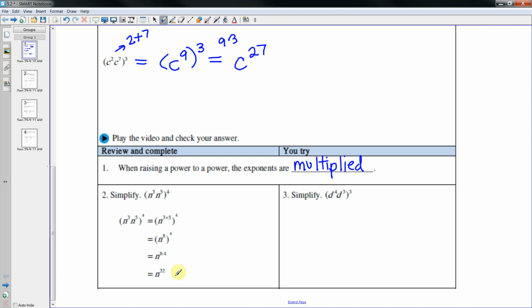Let's look at the next one that we've got down here in the bottom. So I've got d to the 4th, d cubed, and then all raised to the 3rd power. So I'm going to do the inside of the parentheses first. d, 4 plus 3 would give me 7, so I've got d to the 7th to the 3rd power, and then d to the 7 times 3, so that equals d to the 21.